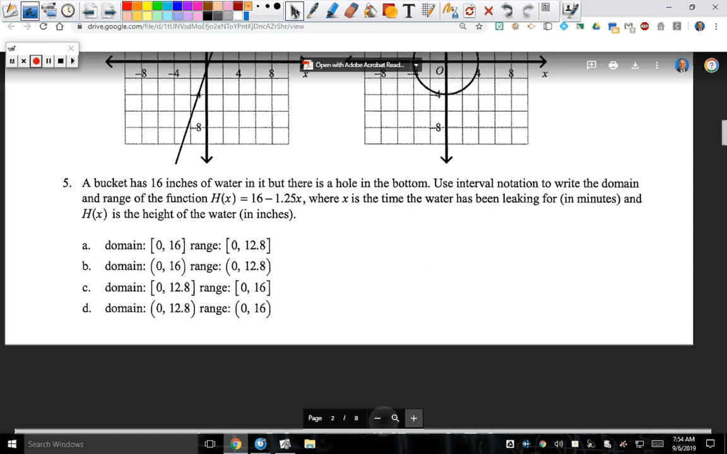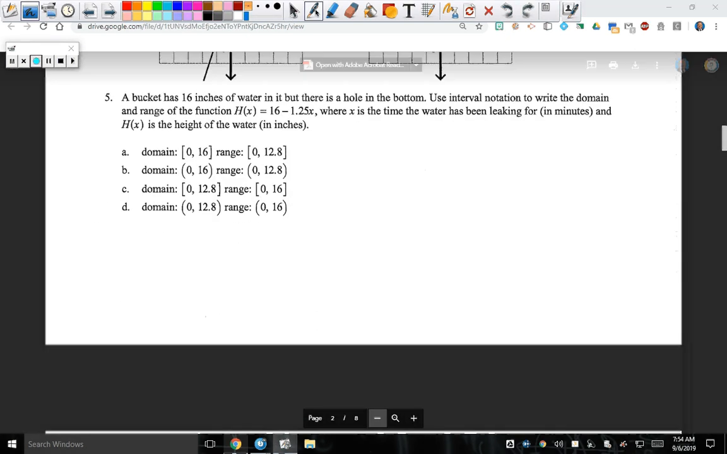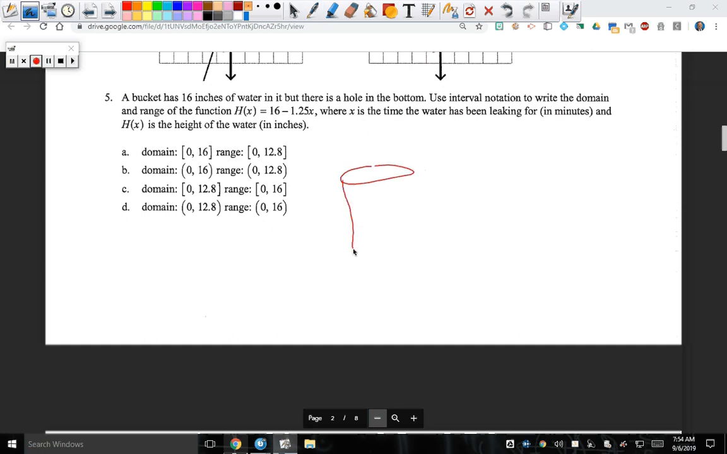Number 5 is a word problem, and it says a bucket has 16 inches of water in it. Okay, so imagine a bucket, if you will. Okay, and there is 16 inches of water. So let's say that that's about here. Okay, so here's our bucket of water, and just to visually see it, this is 16 inches. But there's a hole on the bottom. So over here at the bottom, let's say that there's a hole and it's leaking water out. Okay, get a little creative with my little picture here.